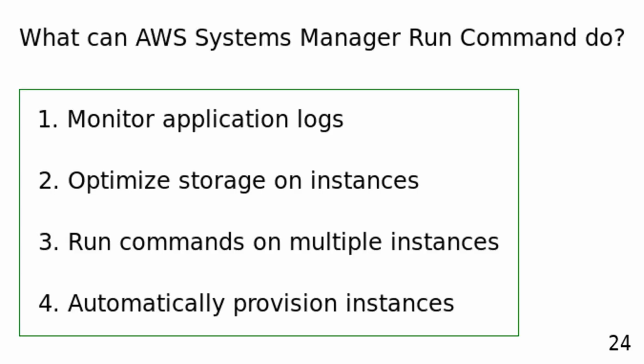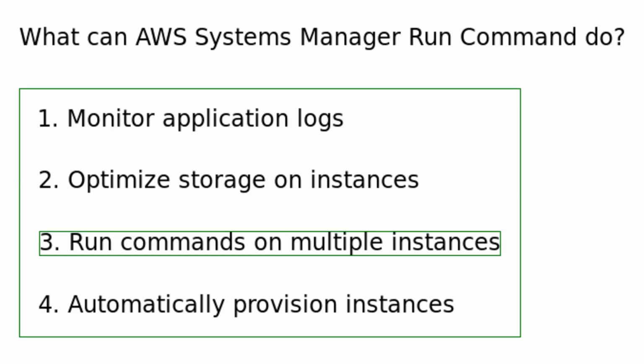What can AWS Systems Manager Run Command do? Monitor application logs. Optimize storage on instances. Run commands on multiple instances. Automatically provision instances. Run Command in AWS Systems Manager enables you to run commands on multiple instances simultaneously, streamlining operational tasks across your fleet of instances.